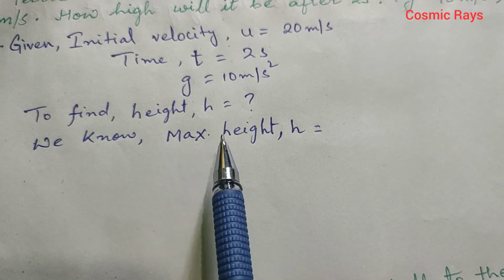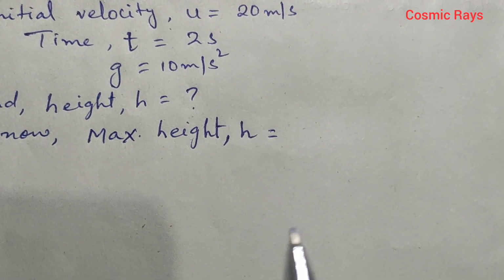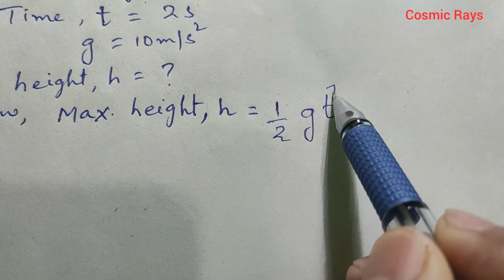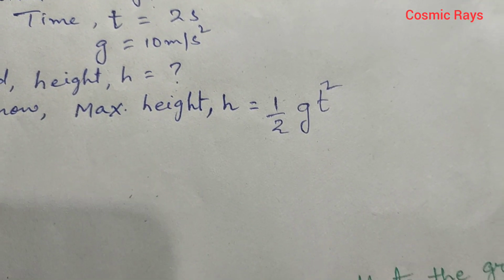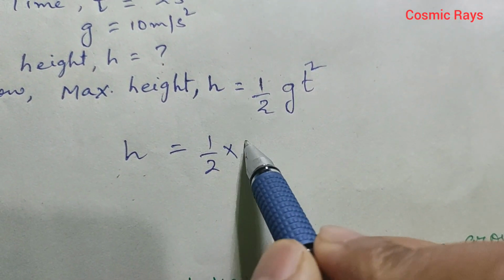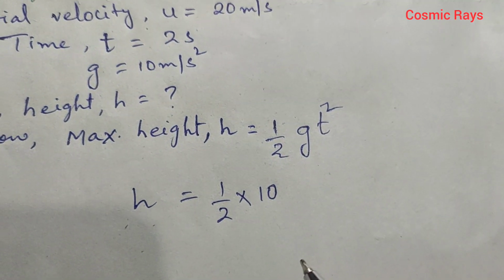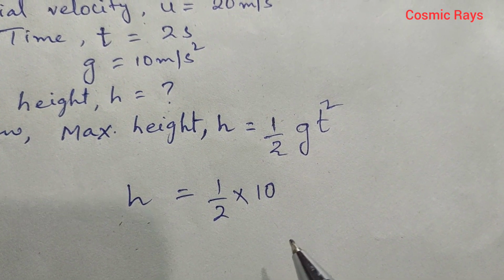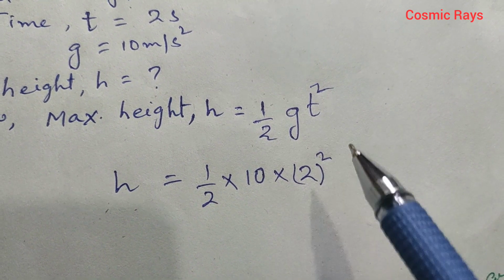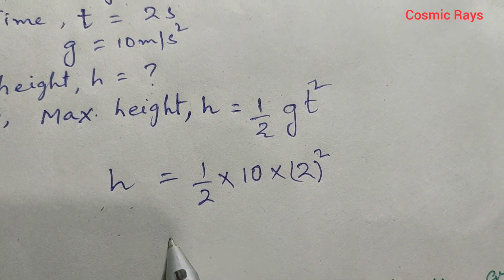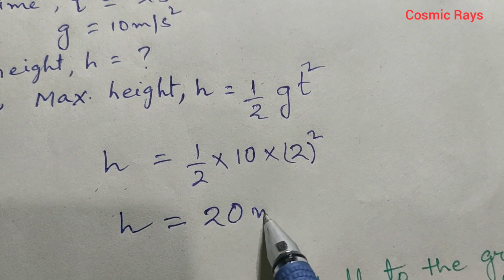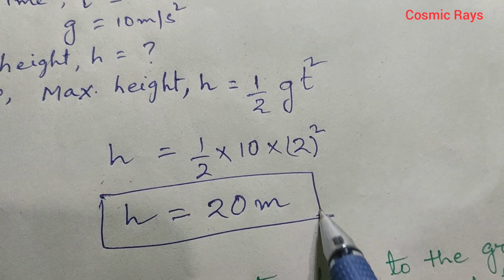We know that maximum height h is given as half gt square. So we just put the values and we find it to be equal to half. Acceleration due to gravity is to be taken as 10 as given in the question, and time is 2 seconds. So when we square it, it becomes 4 seconds square. After calculating, we find that height is 20 meters, which is the answer.